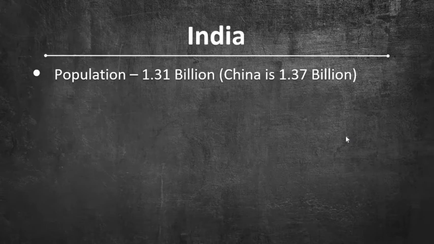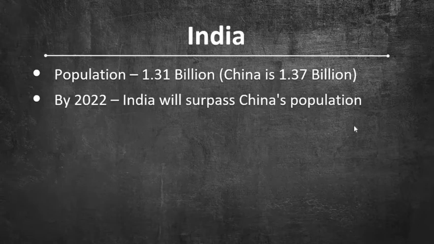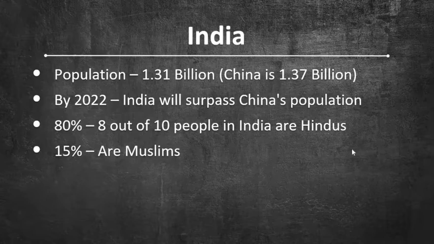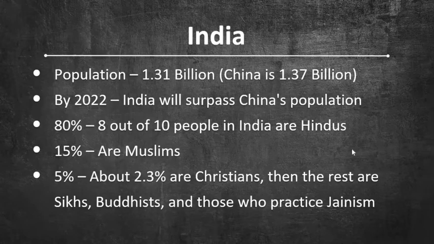India. Let's talk about India, because that's where most of the Hindus live. The population is 1.31 billion people. China is 1.37 billion, but due to the population increase in India and the Chinese holding down their population increase, by 2022, two years from now, India will surpass China's population. 80%, or 8 out of 10 people in India, are Hindus. So if you met someone from India, there's an 80% chance they are a Hindu. 15% are Muslims, the second most. Then there are 5% others, of which 2.3%, almost half, are Christians. The rest are Sikhs, Buddhists, and those who practice Jainism.